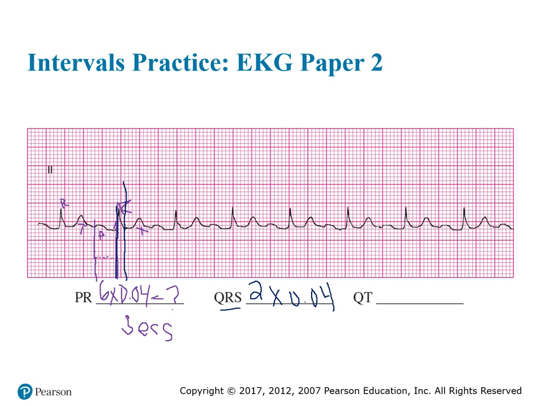And of course, QT is from here to here, which is in the middle of the block. Middle of this block here. And yes, I'm going up so you can see it's in the middle. So we have 1, 2, 3, 4, 5, 6, 7. 7 times 0.04. And all this is in seconds.